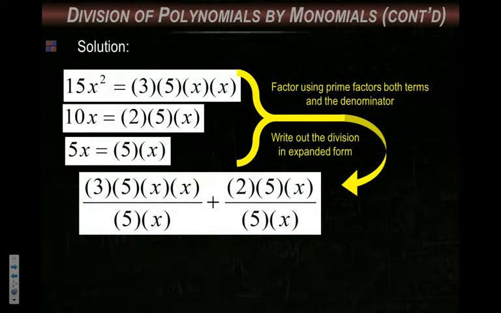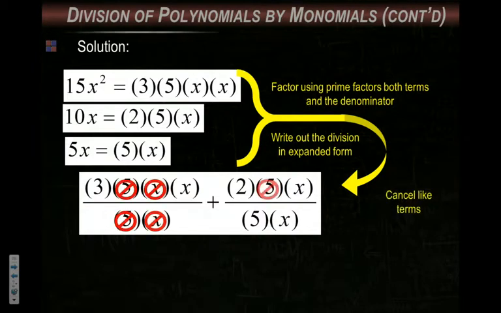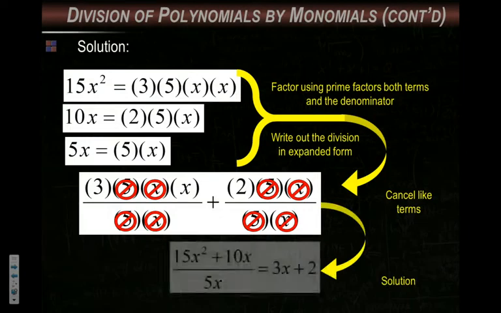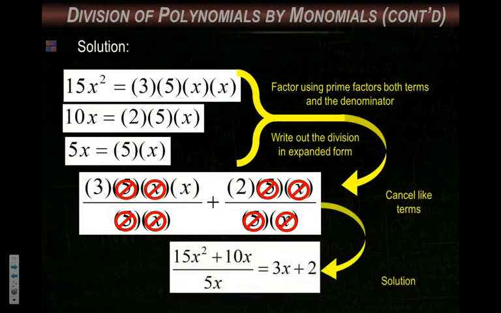5 times x. And now you just play the cross-out game. That crosses out with that, and that crosses out with that. And what am I left with? 3x plus 2. That's your answer. So this idea of prime factors can actually solve this as well. Now again, I don't recommend this for everyone. You have to understand what prime numbers are. You got to understand what factoring is. That will probably elude some of you, and that's why I might suggest the first method I showed.